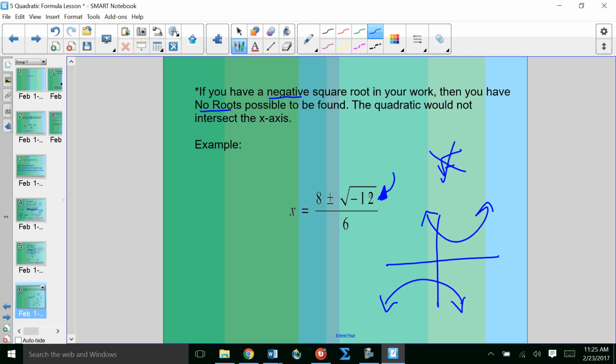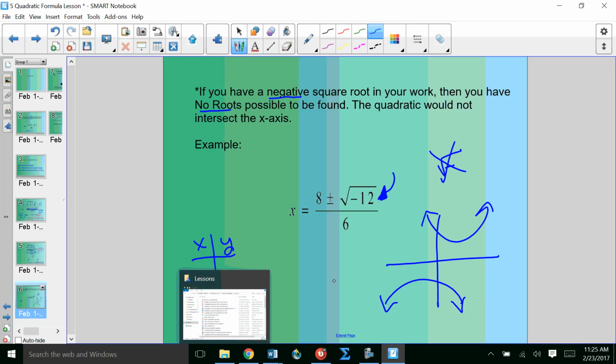So if you have a negative under your radical, you will then say no roots. And if you were to need to graph it, you would use the table method for graphing. You'd find your vertex, set up your table of x and y values, and plot those points like we did at the very beginning of the unit.